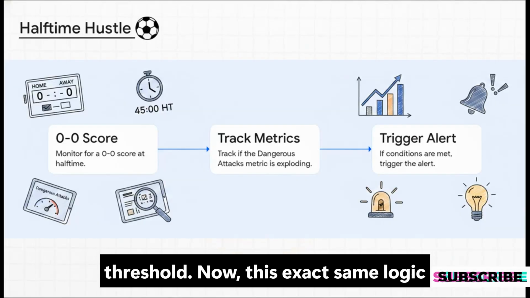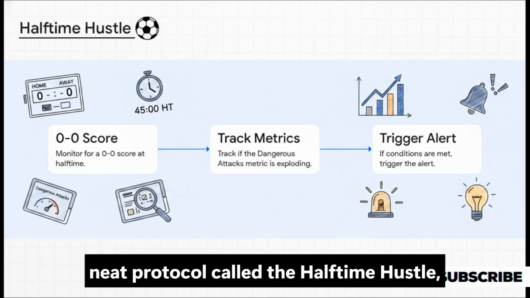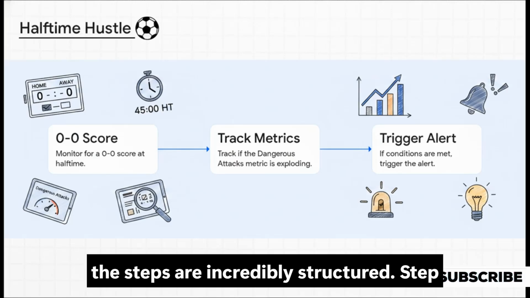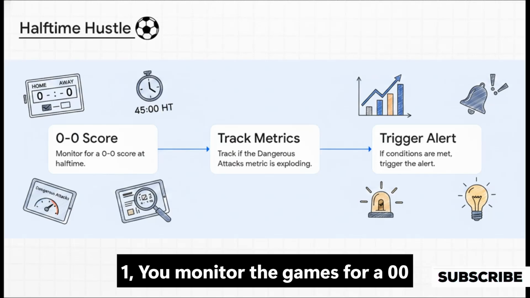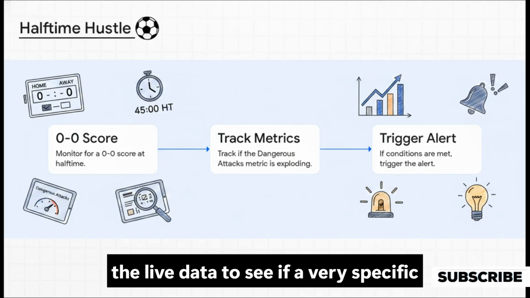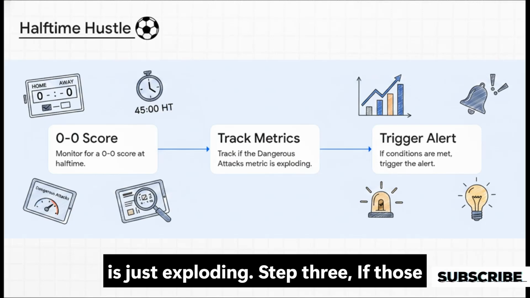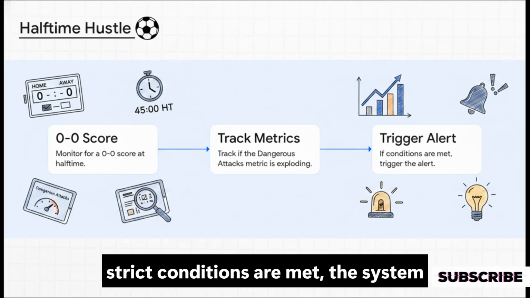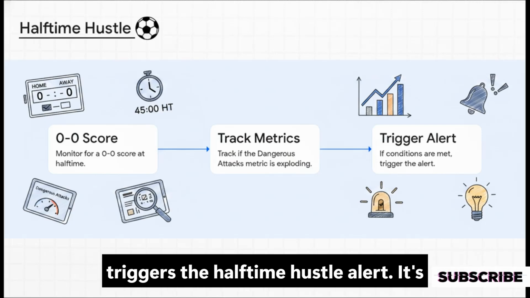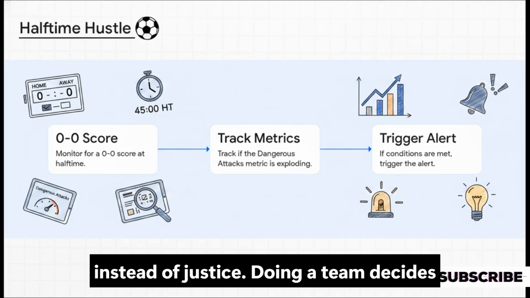Now, this exact same logic applies to second half goals too, using a neat protocol called the halftime hustle. The steps are incredibly structured. Step 1, you monitor the games for a 0-0 scoreline at halftime. Step 2, you track the live data to see if a very specific mathematical metric, dangerous attacks, is just exploding. Step 3, if those strict conditions are met, the system triggers the halftime hustle alert. It's really a disciplined waiting game, right? You're letting the math hit the threshold instead of just hoping a team decides to show up.